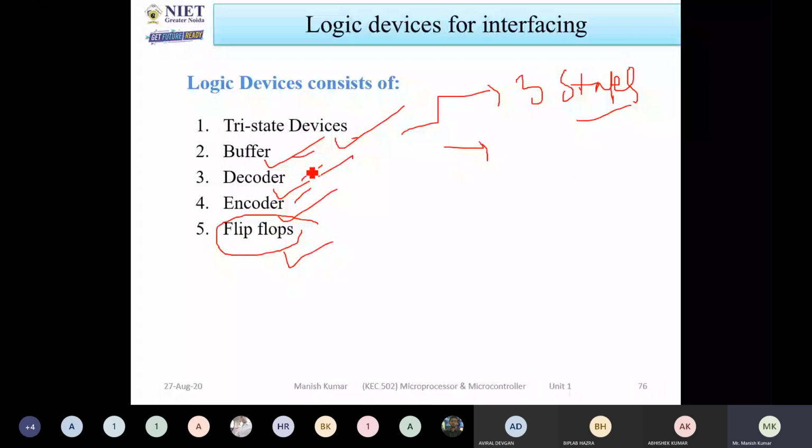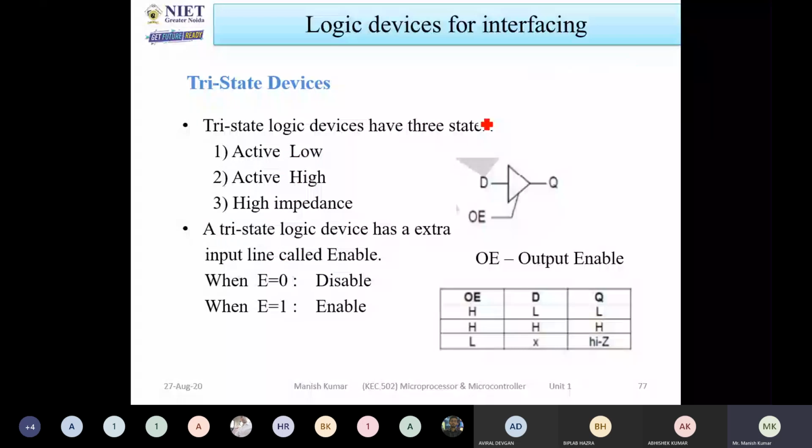Tri-state devices have three states: active low, active high, and high impedance state. So this is the three pins. D corresponds to input, Q corresponds to output, and OE or E, both can represent that. E means enable, OE means output enable. So what will happen when you want to operate this tri-state device?